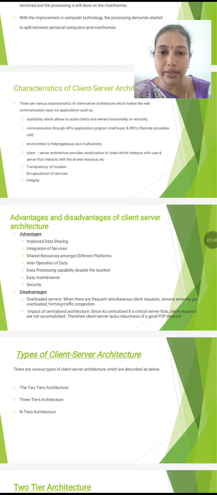Overloaded servers: when there are frequent simultaneous client requests, servers severely get overloaded, forming traffic congestion. The second disadvantage is the impact of centralized architecture. Since it's centralized, if a critical server fails, client requests are not accomplished. Therefore, client server lacks the robustness of a good P2P network.